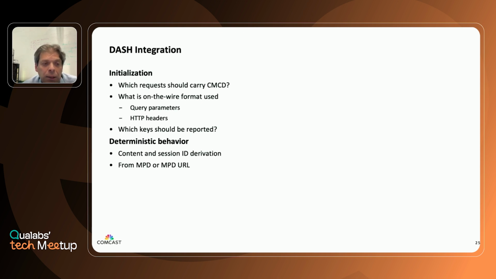The next thing is deterministic behavior. Right now, if you don't do some sort of initialization, the content and the session IDs are random strings. This is obviously not as useful if you want to go and look at what happens within the deployment, because otherwise you can glean more information from these strings.